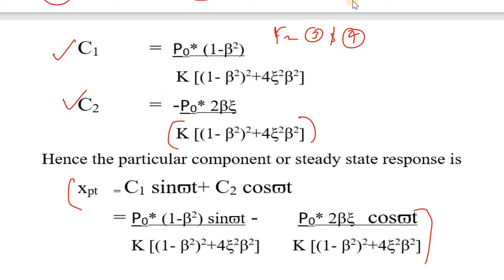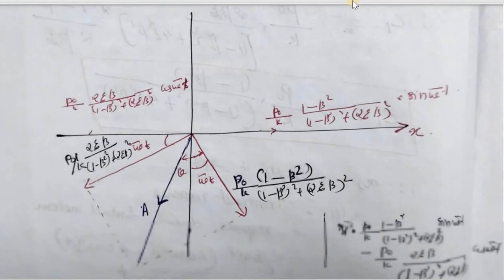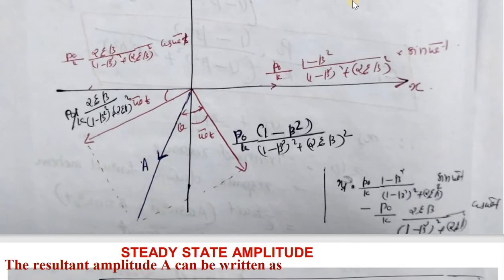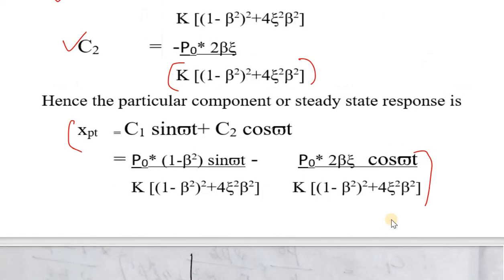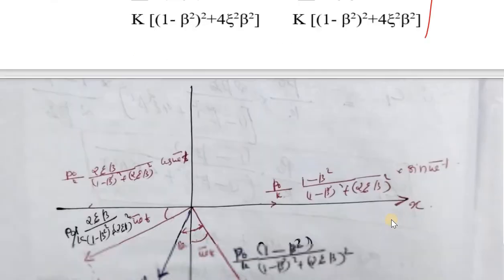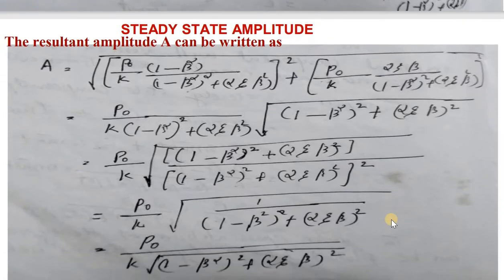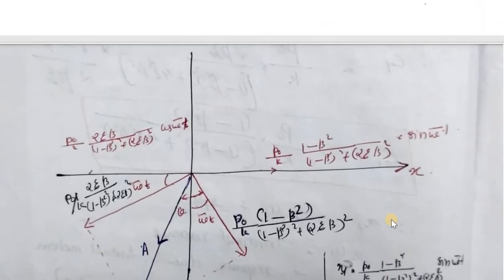Here it is 1 minus beta square, here it is 2 theta beta. So I have these two conditions. I am drawing the vectors and finding the amplitude. The total equation can be found out, and the amplitude will be like this. What is the amplitude I need to find out? That amplitude will be the root of a square plus b square.